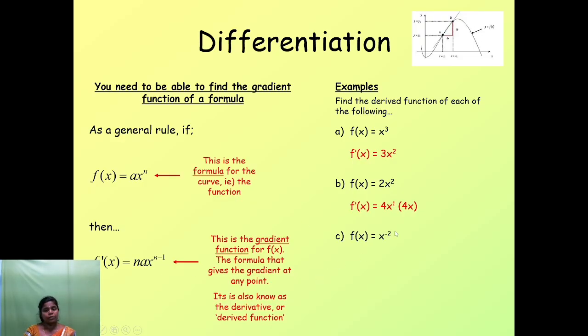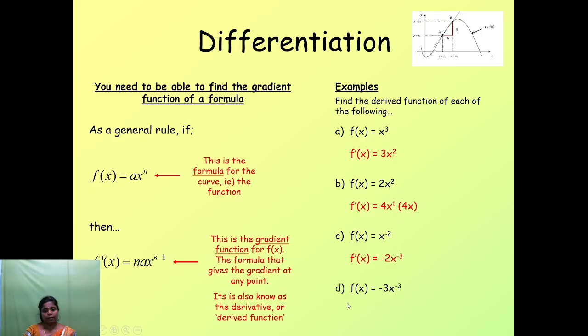Next example, f of x is equal to x power minus 2. Here n value is minus 2. So you get x power n minus 1, that is minus 2 minus 1, you get x power minus 3. So f dash of x is equal to minus 2 into x power minus 3.